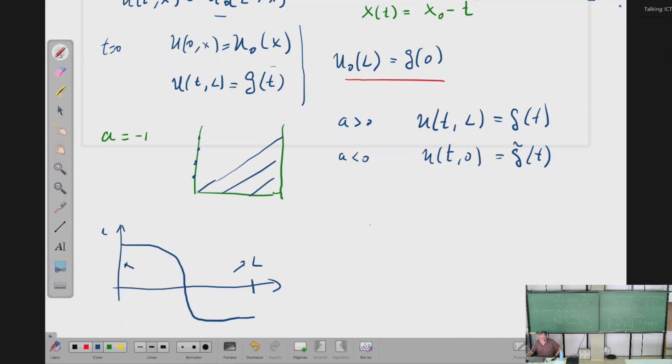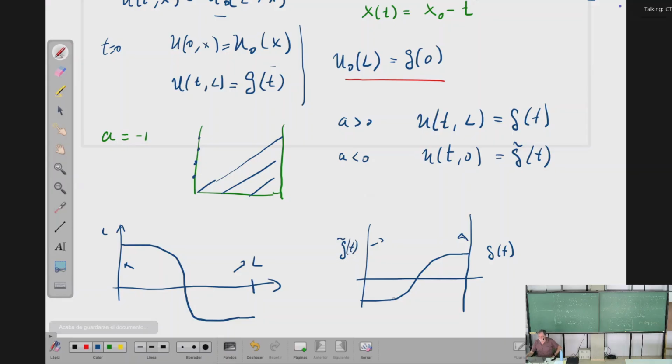On the other hand, if I take an A that is the other way around, then on this side there is an incoming wave, so I have to give g of t here, and on this side it is also incoming, so I have to give g twiddle of t. Okay, that can happen.